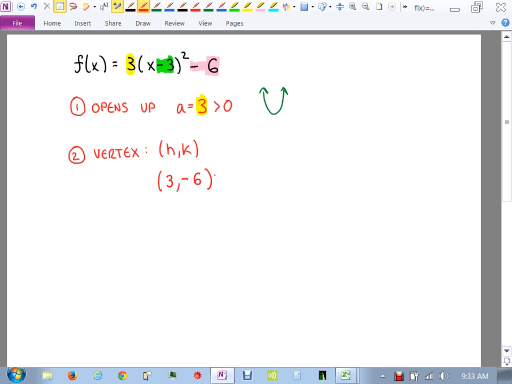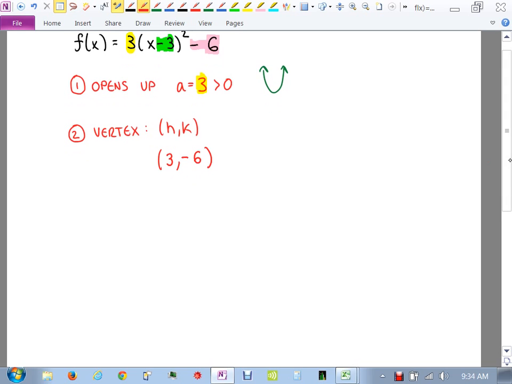Any questions on that part? Okay. All right, the next thing is what? Just a real quick sketch of what we've got here. Why are we doing a quick sketch? What's the advantage of that? Yeah, see if you even have any x-intercepts. So here's a real quick sketch.